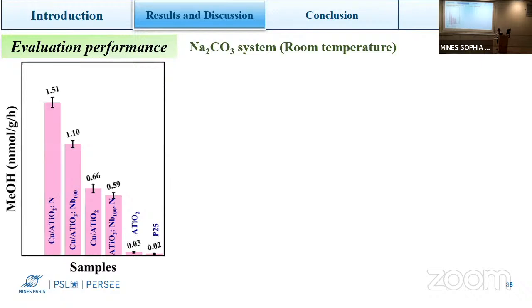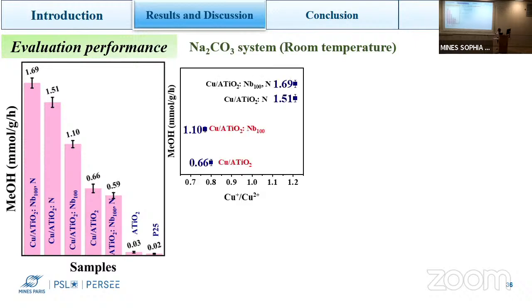And then with copper and nitrogen, it's also getting higher. So then we put all three elements together, and we obtained our best performance. And we compared our catalysts with niobium and nitrogen. We found that the sample with higher copper 1 gets higher methanol production.